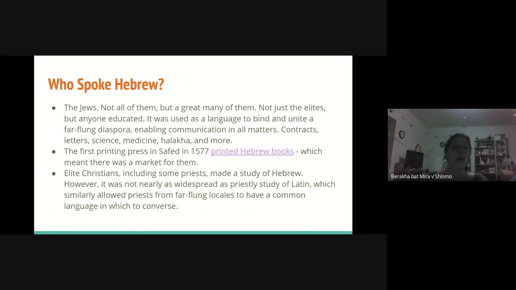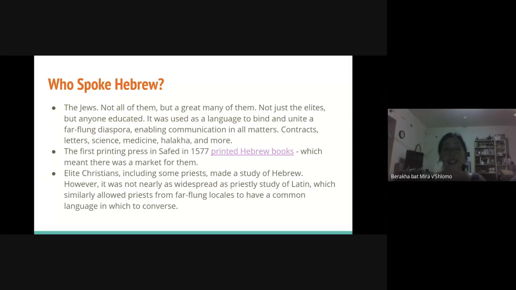Who speaks Hebrew? We've been talking about Jewish communities a lot, so it's fairly safe to say that if you or your persona are Jewish, this is a great opportunity to work Hebrew into your persona play. Not every Jew is going to be fluent in Hebrew. That's true today. It was true 500 years ago. It was true 2,000 years ago. But you're still looking at a lot of people who are familiar with it, not just the elites, but anyone with some sort of education. This language was used to bind and unite a far-flung diaspora, and this enabled communication in all matters. Contracts, marriage contracts, letters, science discussions, medicine discussions, discussions of halakha or Jewish law are all conducted in Hebrew.